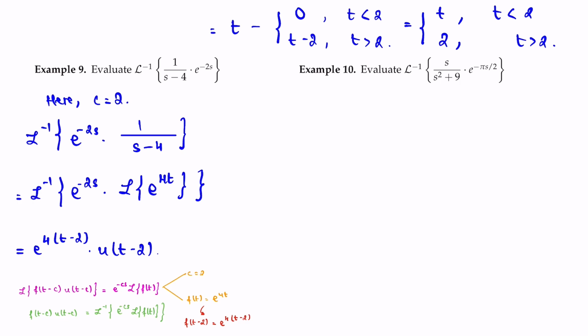In example 10, you want to evaluate the inverse Laplace transform of the function s over s squared plus 9 times e to the negative pi s over 2. Here, again, similar to the last 2 examples, the first thing you need to identify is the shift. So here, you see that c is equal to pi over 2. Now next, we're going to rewrite the inverse Laplace transform a little bit so that it's in the form that we can recognize by using the formula. So the inverse Laplace transform of e to the negative pi s over 2 times s over s squared plus 9.